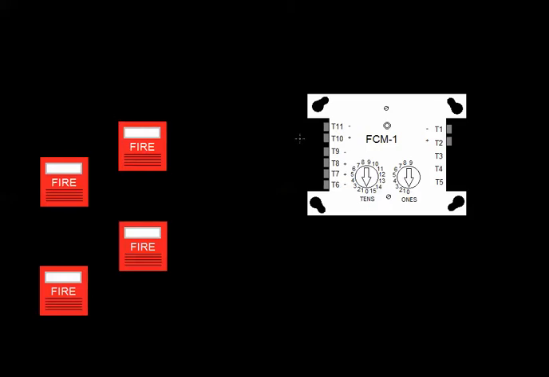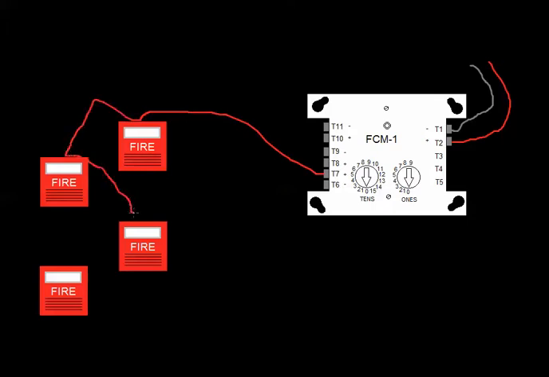So everything would be hooked up the same to this control module. You would still have your SLC going in on the right here. And then you would have the circuit connected to each speaker. Now this is a speaker circuit, not the strobe circuit. So everything on this side would be connected exactly the same.